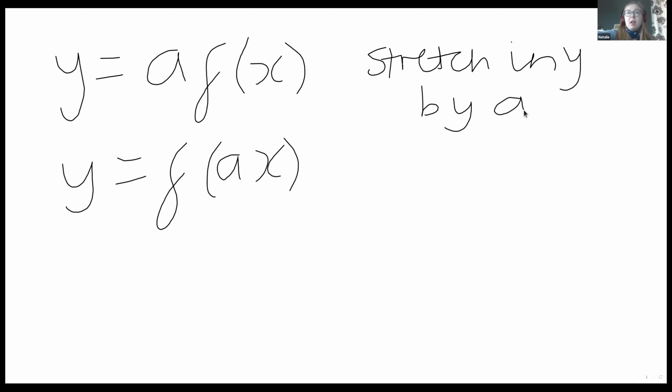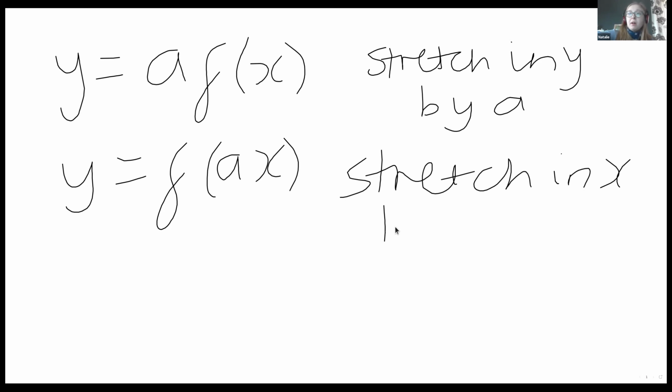If it's inside the bracket, it means it affects the x. So it's going to be a stretch in x by, remember, we're multiplying, so we do the opposite. So we're going to divide. So it's by 1 over a. So if I double my graph, I actually stretch it in by a half. So it becomes almost a compression. It's the opposite.